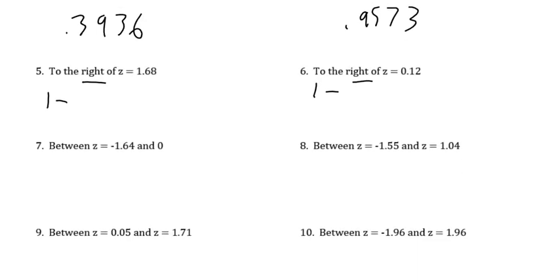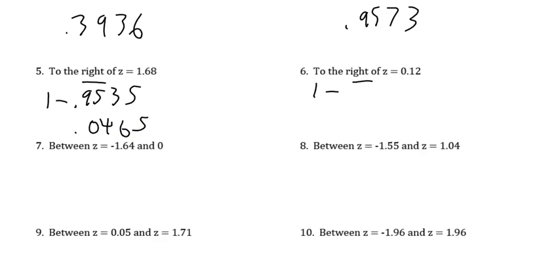All right, number 5. In this one, remember, you have to look up negative 1.6, I'm sorry, 1.68. When you look up 1.68, you get 0.9535, which you're going to subtract from 1. And that's going to give you 0.0465.